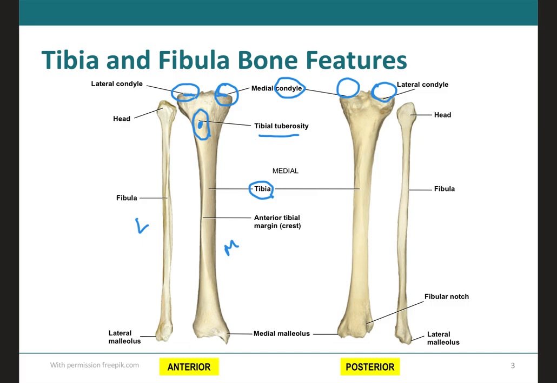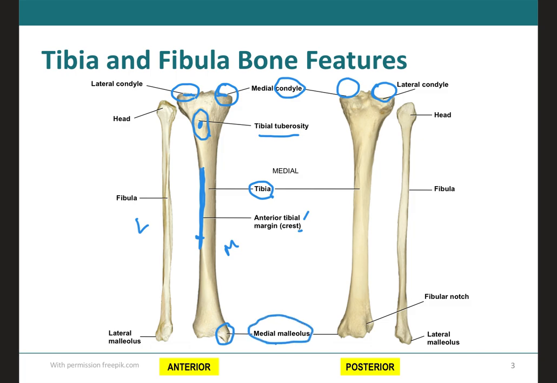Moving down right over here on the shaft, we have what we call the anterior tibial margin or anterior tibial crest. And this crest is actually very sharp, and that's why when you get kicked right over here on your shins, it is very painful. That's because of this sharp edge anteriorly. On the medial side, you're going to have this projection that will be important to stabilize the ankle joint, and this is called the medial malleolus.